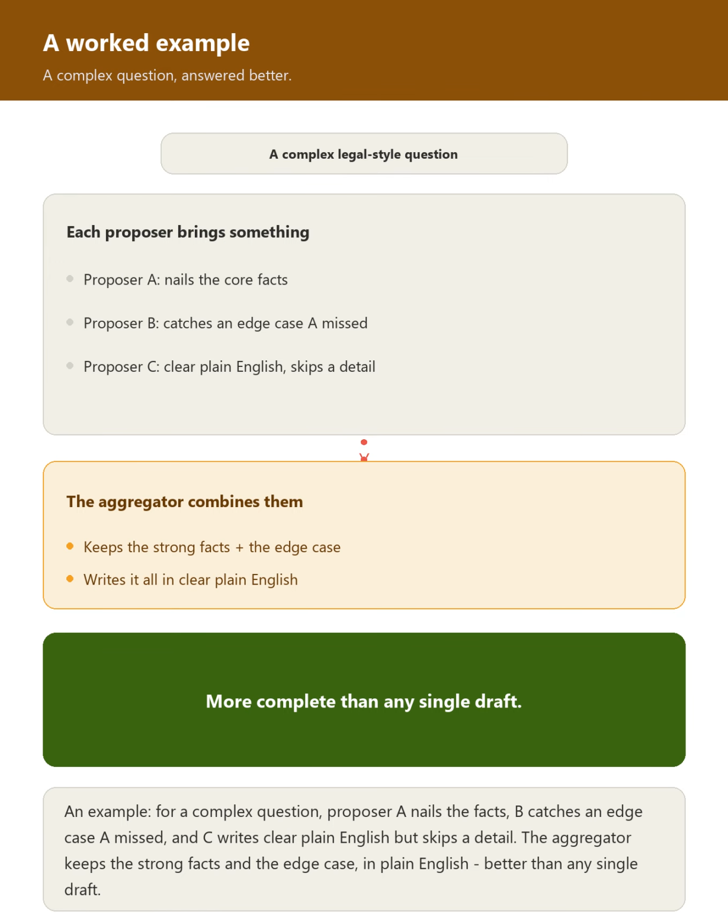Let's make this concrete with an example. Imagine a customer asks a complex legal-style question. Proposer 1 focuses on the facts. Proposer 2 catches an edge case the first missed. Proposer 3 writes in clear plain English but skips a detail. The aggregator sees all 3, keeps the strong facts, includes the edge case, and writes it all in plain English. The final answer is more complete and better written than any single model produced.